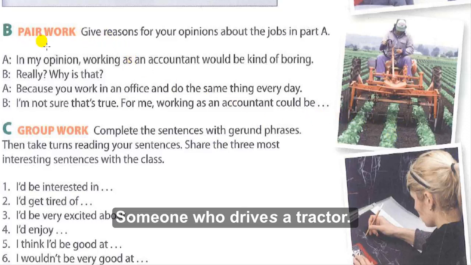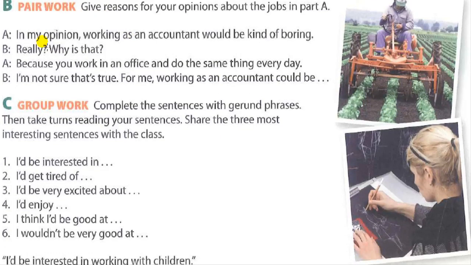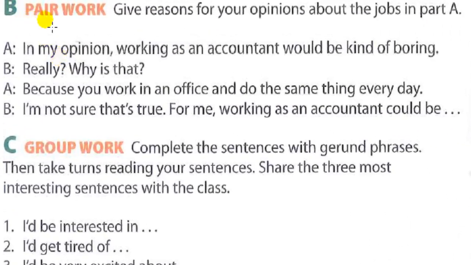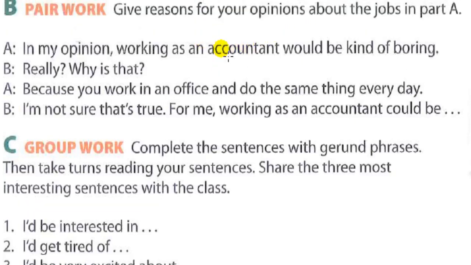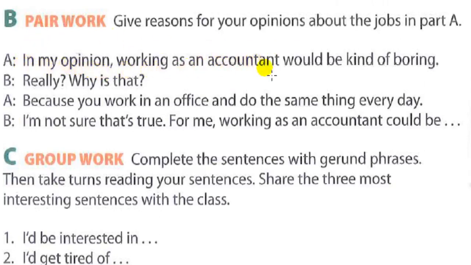So give reasons. B, pair work. Give reasons for your opinions about the jobs in part A. Now, why do you say this? Example. A: In my opinion, working as an accountant would be kind of boring. B: Really? Why is that? A: Because you work in an office and do the same thing every day. Every day you do the same job, the same work. B: I'm not sure that's true. For me, working as an accountant could be rewarding. So here you have pair work between you and your friend. You can chat together or talk together and discuss the issue in English.